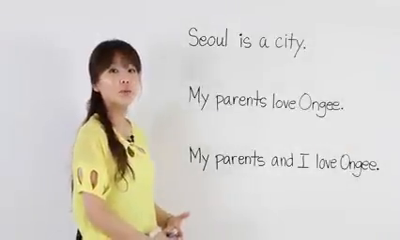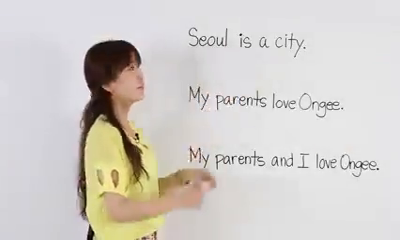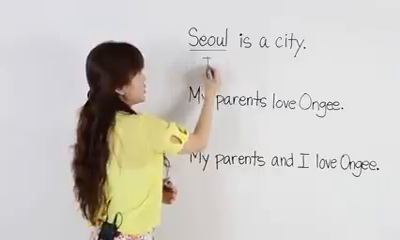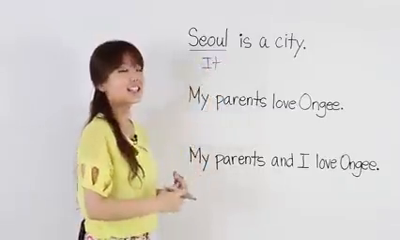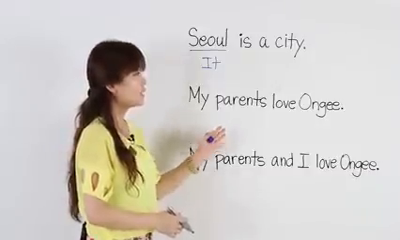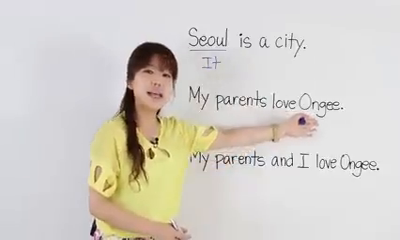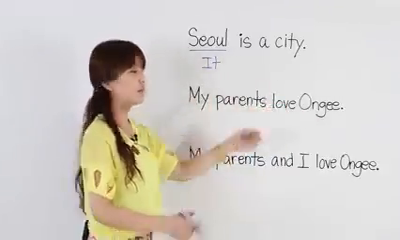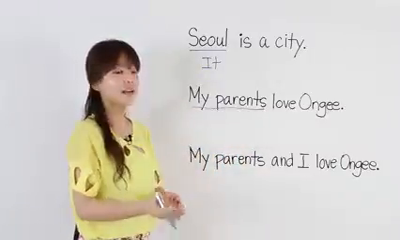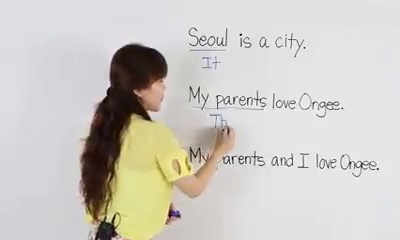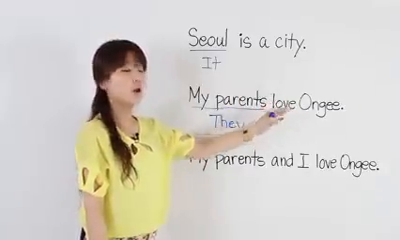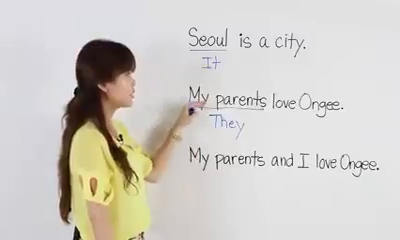Okay, the first example says Seoul is a city. Now, Seoul is a place. Okay, so we have to use the subjective pronoun it. It is a city. The next example says, my parents love Ongi. Now, Ongi is my cat. Well, my parents, they are two people, my mom and my dad. So, what do I use? I have to say they. They love Ongi.